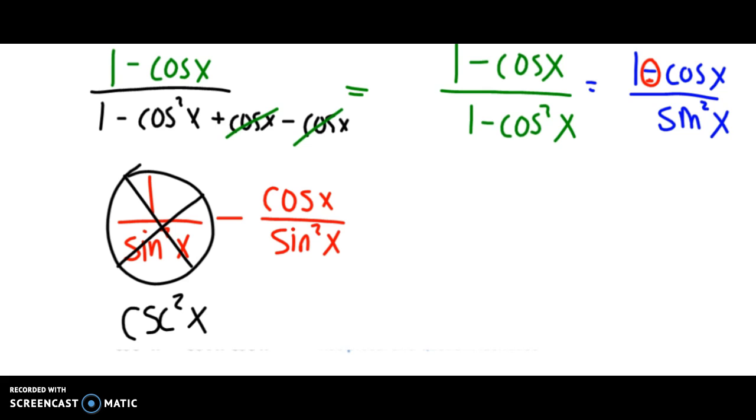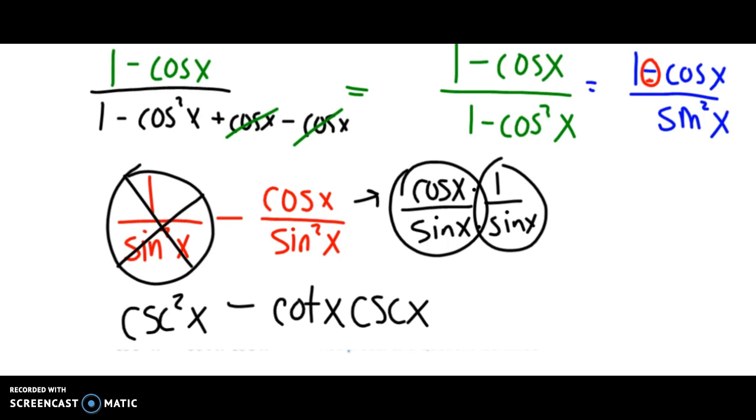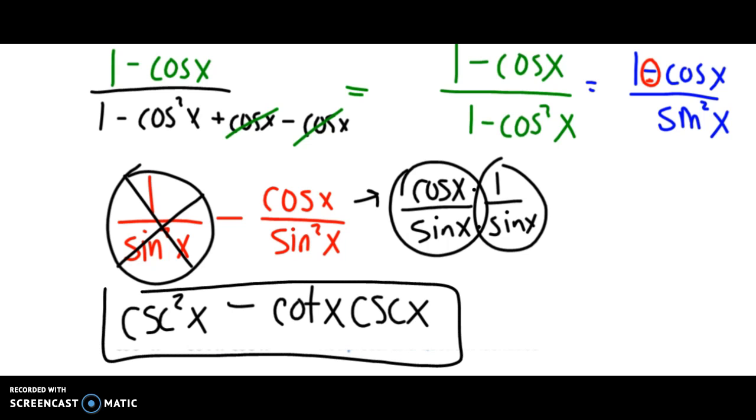So if I look at this right here and say that this is equivalent to cosine of x over sine of x times 1 over sine of x. Notice I haven't changed anything. It's just cosine times 1 is cosine. Sine times sine is sine squared. This right here is going to be cotangent of x. And this right here is going to be cosecant of x. And so now I went from a fraction to no fractions any longer.